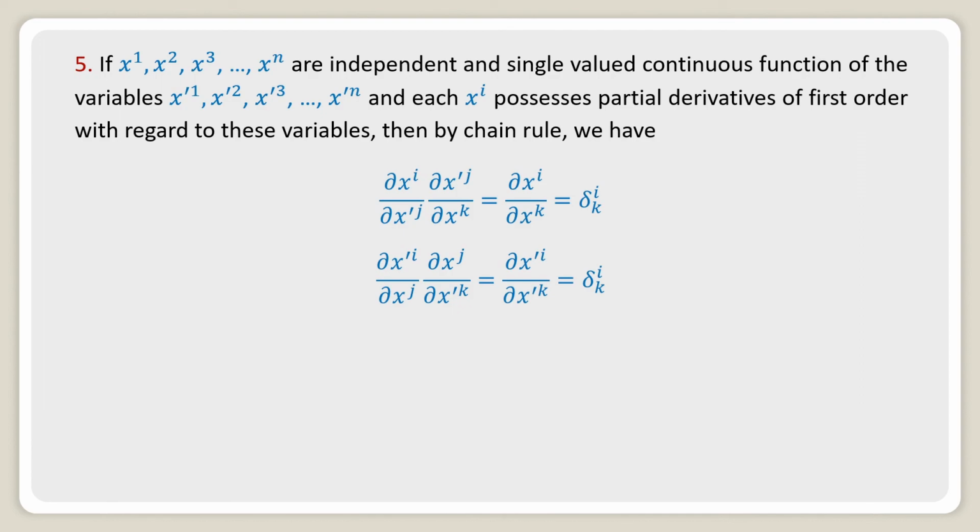Again, del x prime i divided by del xj into del xj divided by del x prime k is equal to del x prime i divided by del x prime k, and it is also written in terms of Kronecker delta as delta ik.